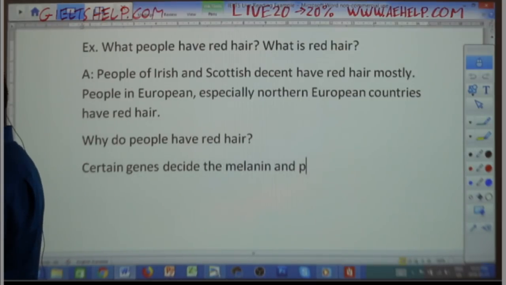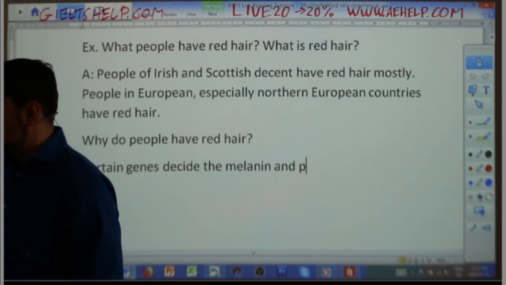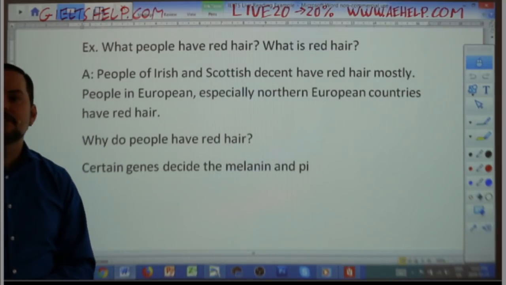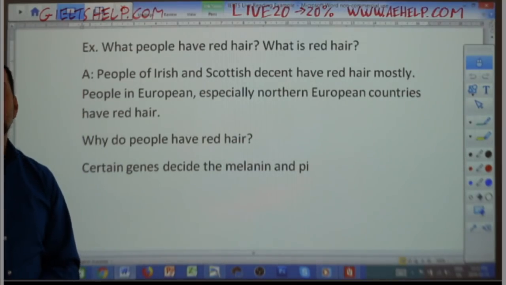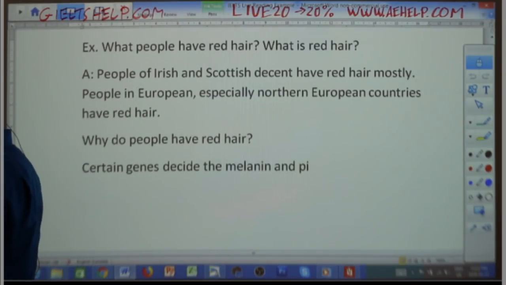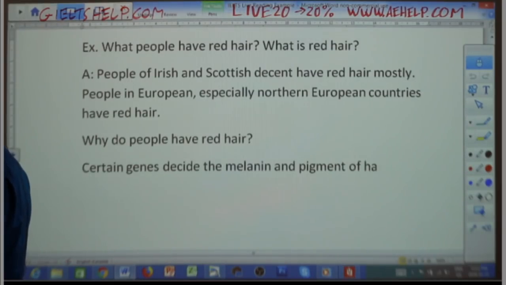And there's another word that's kind of a synonym for melanin. It starts with a P-I. Anybody know what it is? Oh, there it is, pigment. Saeed said it. So hair pigment, yeah. So certain genes decide the melanin and pigment of hair color.